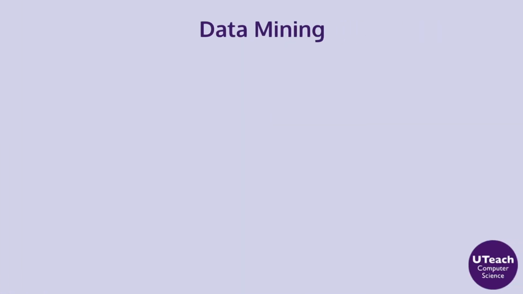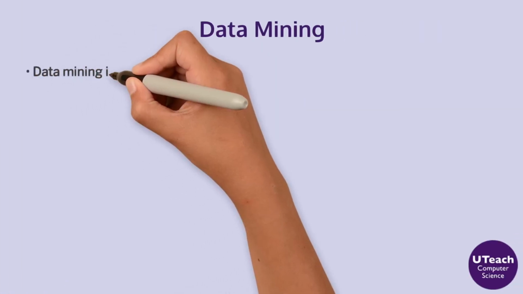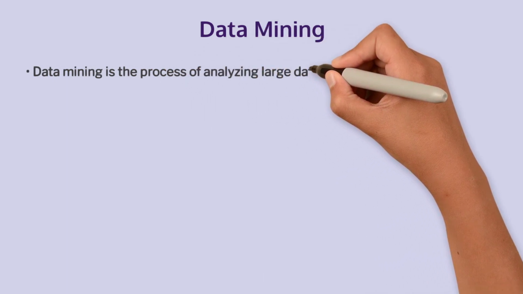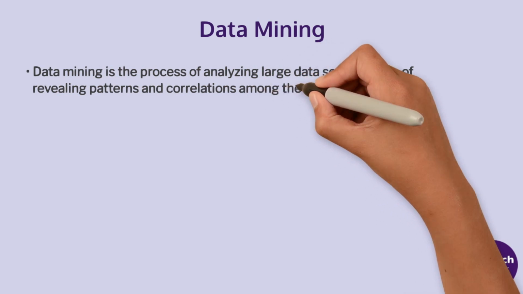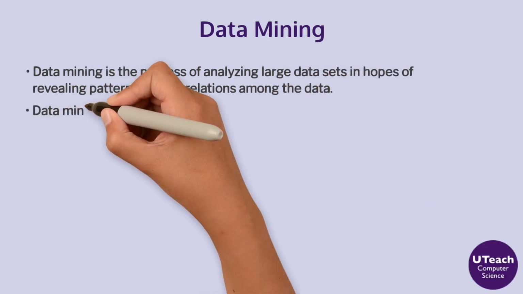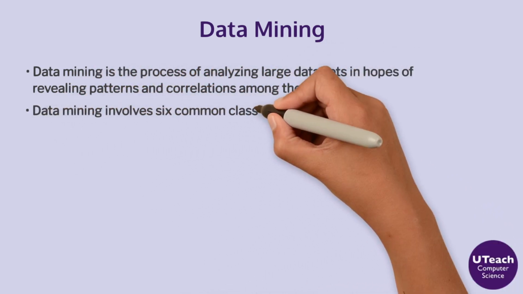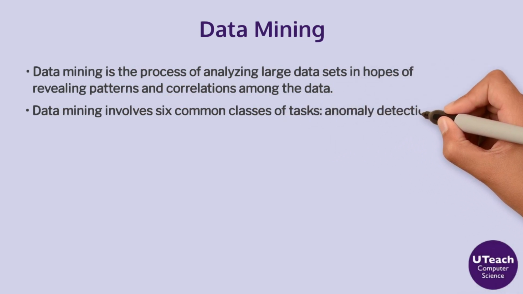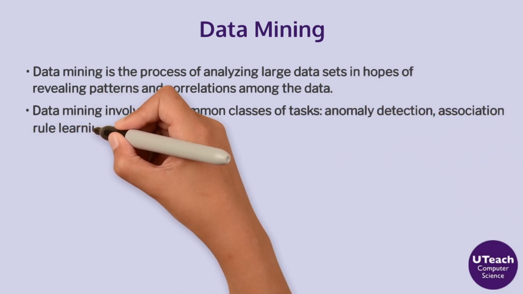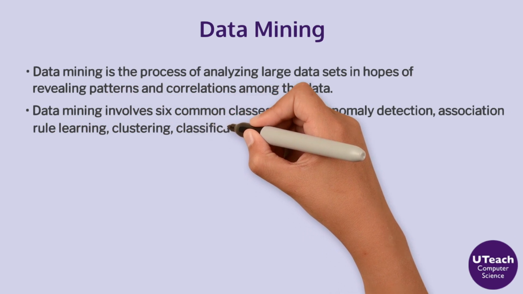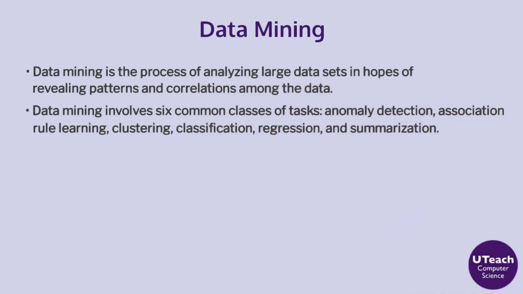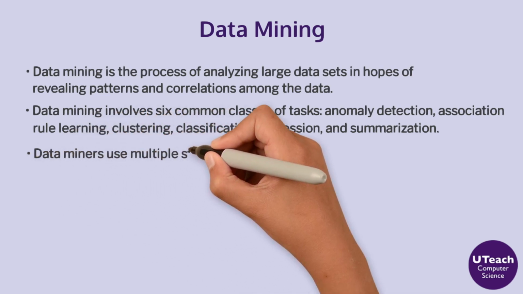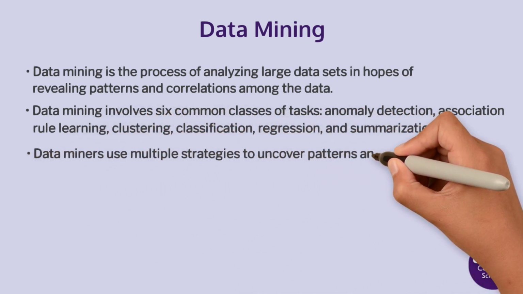To recap data mining. Data mining is the process of analyzing large datasets in hopes of revealing patterns and correlations among the data. Data mining involves six common classes of tasks: anomaly detection, association rule learning, clustering, classification, regression, and summarization. Data miners use multiple strategies to uncover patterns and discover new knowledge.